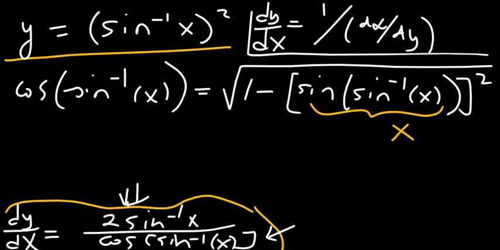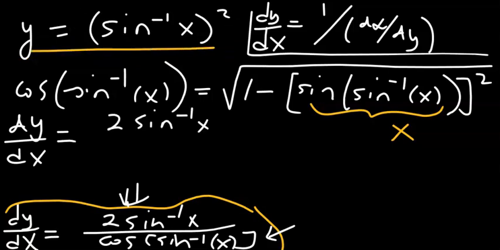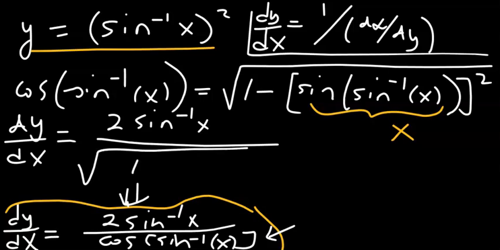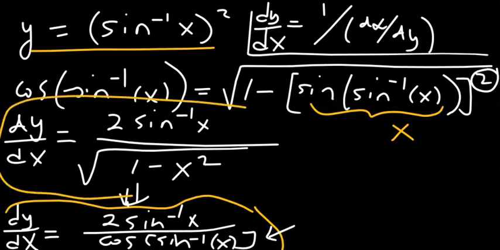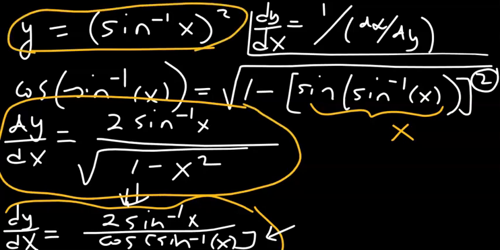So that means this result right there, the dy/dx, where y is given by this function, will simply become 2 arcsine of x over the square root of 1 minus x squared. Don't forget the square there. And this is the final answer for the differentiation of that function with respect to x.